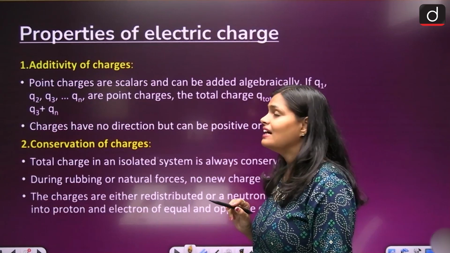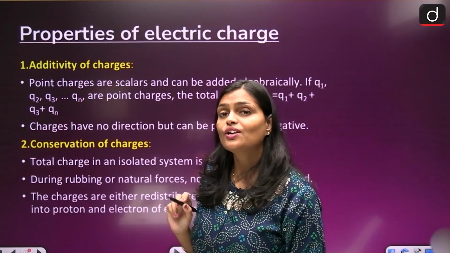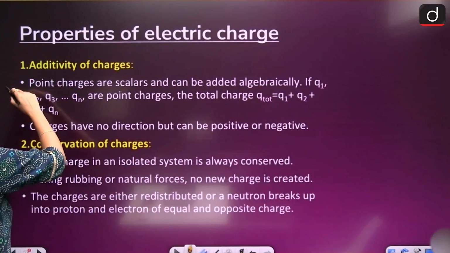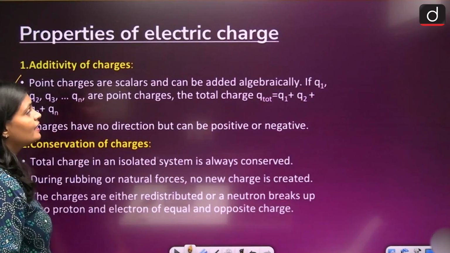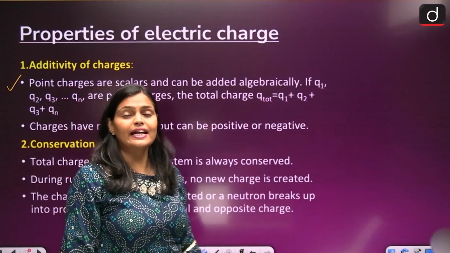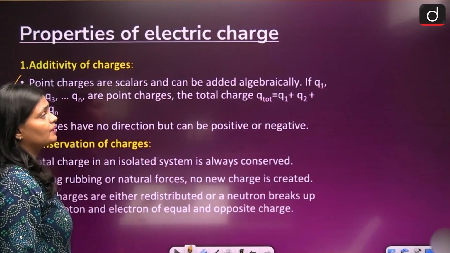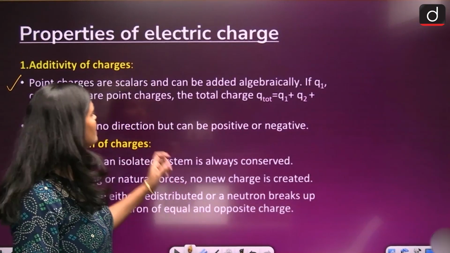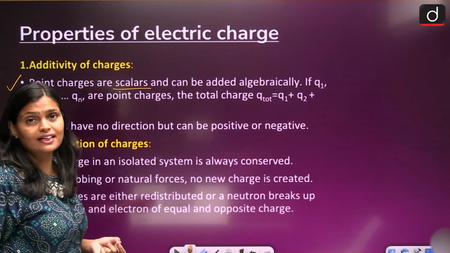ठीक है, अभी बात कर लेते हैं प्रॉपर्टीज की. Charges are additive in nature, which is called additivity of charges. एडिटिव नेचर का मतलब क्या हुआ? Additivity of charge means point charges are scalar and can be added algebraically. इसका मतलब क्या हुआ कि जो हमारे पॉइंट चार्जेस होते हैं वो सभी स्केलर क्वांटिटी होते हैं. What do you mean by scalar and vector quantity?